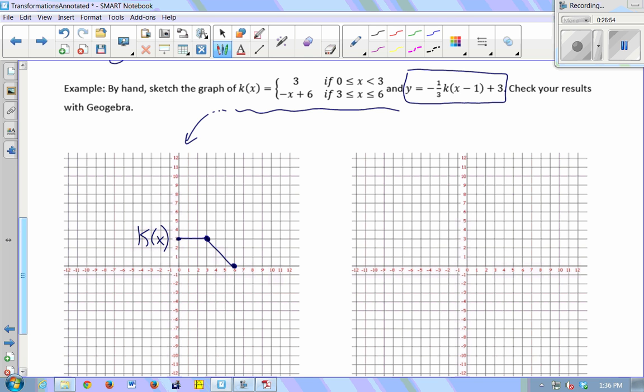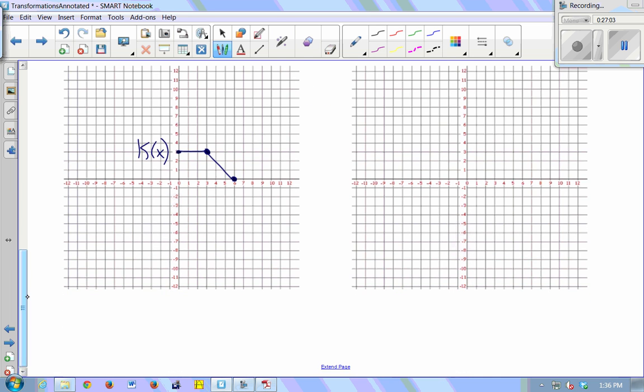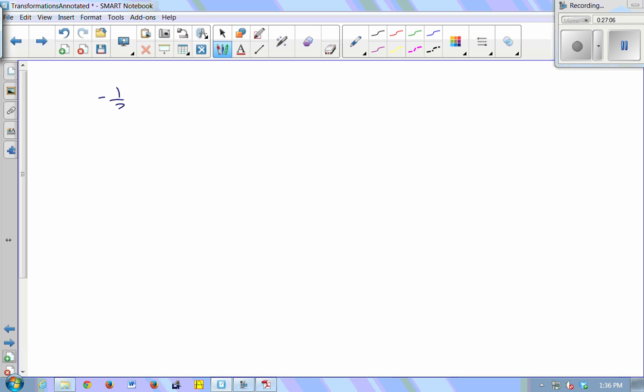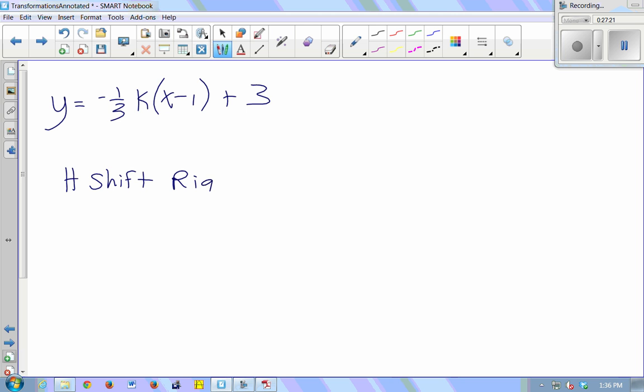Okay, so first thing I want to do is, looking at that equation, jot down what the transformations are in English. So maybe I'll do that on a separate page here. So I have negative 1/3 k of x minus 1, plus 3. Okay, so my horizontal shift is right 1. So you always do the horizontal shift first. Then you do any stretching and shrinking. Are there any terms in that formula that lead to a stretch or a shrink?